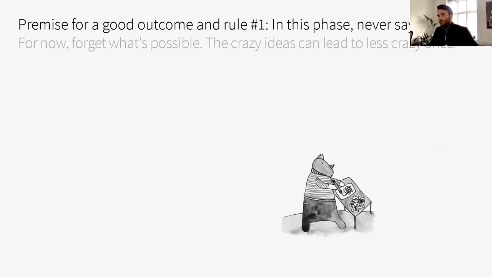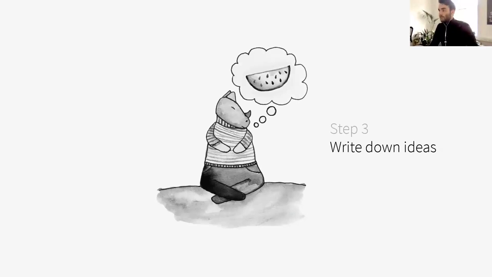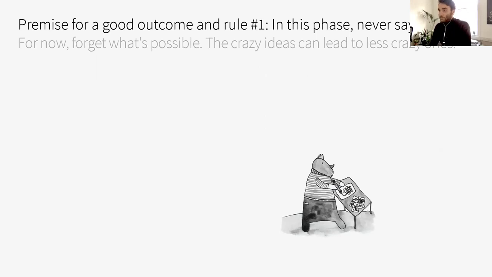And so the next step is called simply write down your ideas. It's basically just coming up with as many crazy ideas as you can to solve the problem at hand. There are some rules to follow when you do this and a premise for it to produce a good outcome. The first rule is that you can't say no. You can never say no in this ideation phase. It doesn't mean that you can't be critical and realistic later on. It just means right now in this phase, don't say no.